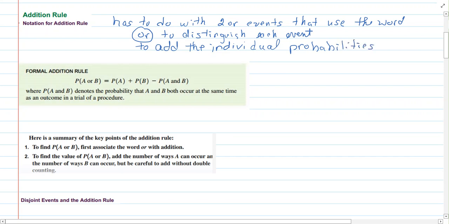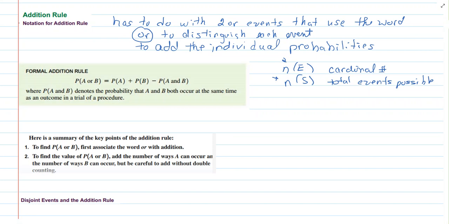So here we go, and we have two structures here. For those of you that are not familiar with notations, I've used the N of the event, which means the cardinal number, and then I have the N of the sample space, which is the total events possible. So these nomenclatures here imply cardinality, which means count, and look at things that overlap.